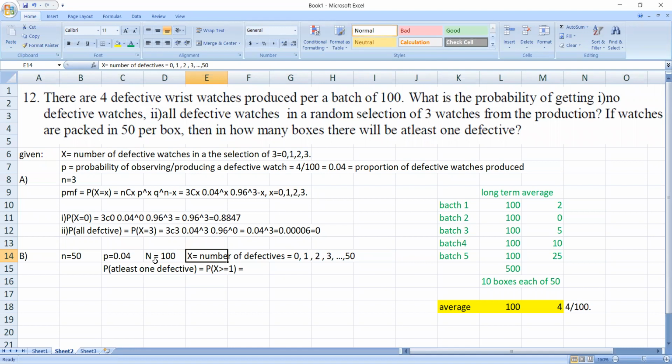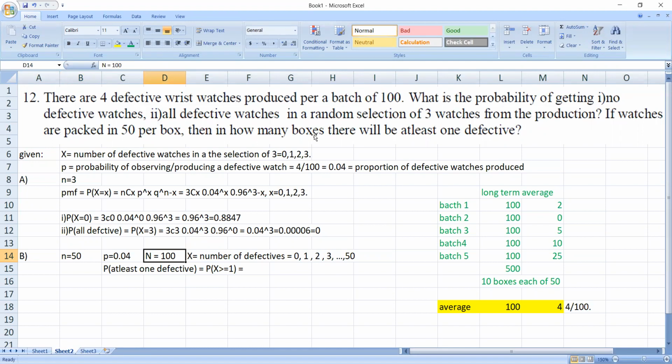Okay, so coming to this now, the second part of the question says you have a box and one box has 50 watches, and now what is the chance that that particular box will have at least one defective? Now I have small n equal to 50, x equal to number of defectives 0 to 50, and I have capital N equal to 100. I said to include capital N in the question in the last part.